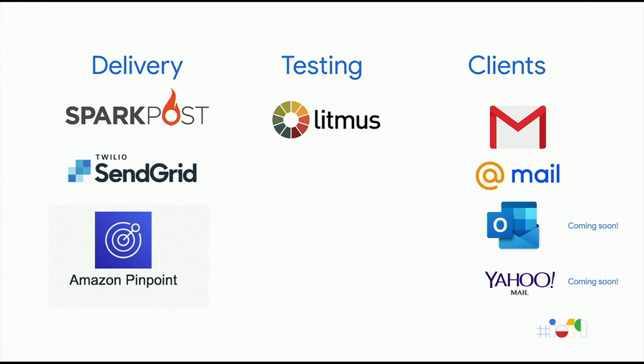And to have a lot of impact, AMP emails have to be viewable in as many email clients as possible to reach as many users as possible. So we're really excited to share that we've partnered with some of the most popular players in each of these areas. The email delivery services SparkPost, SendGrid, and AWS's Simple Email Service and Pinpoint Service all support AMP for email. So using any of those, you can actually deliver AMP emails to your users. Litmus, the very popular testing platform for emails, also supports testing AMP emails.